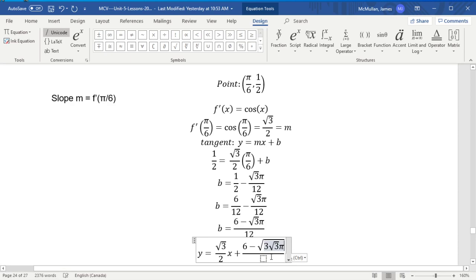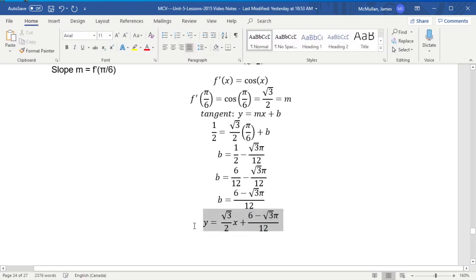Okay, 6 minus root 3 pi over 12. So that's what I'm saying our tangent is, right? So let's go ahead and try to graph that.